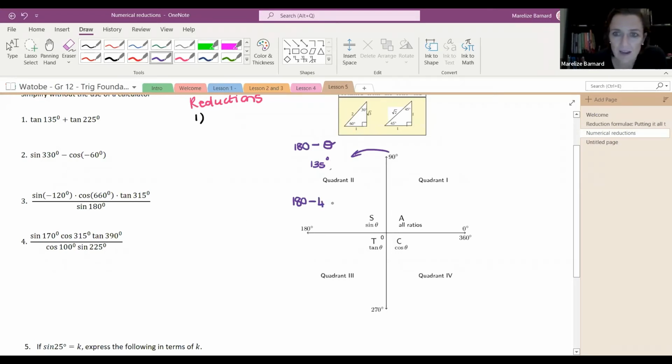And I've got Neo saying it's 45. I agree. So we reduce this to 45 degrees, but tan in the second quadrant is negative. So we reduce it to negative tan 45.